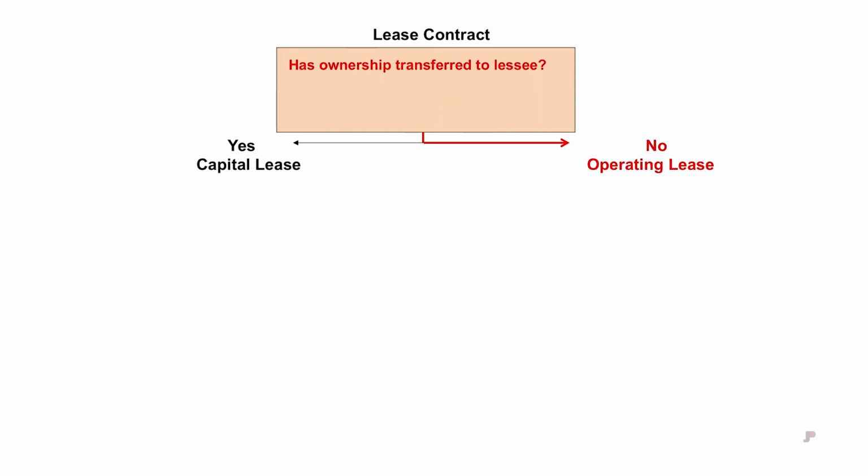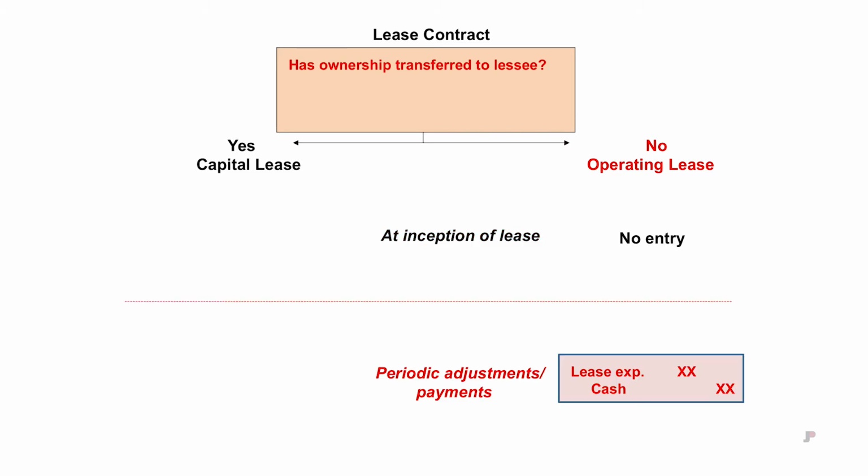If under either system, US GAAP or IFRS, it is determined that ownership has not transferred, the lease is accounted for as an operating lease. The lessee makes no entry at the inception or beginning of the lease, and then books lease or rent expense as the lease payments are made throughout the life of the lease. Very simple accounting.